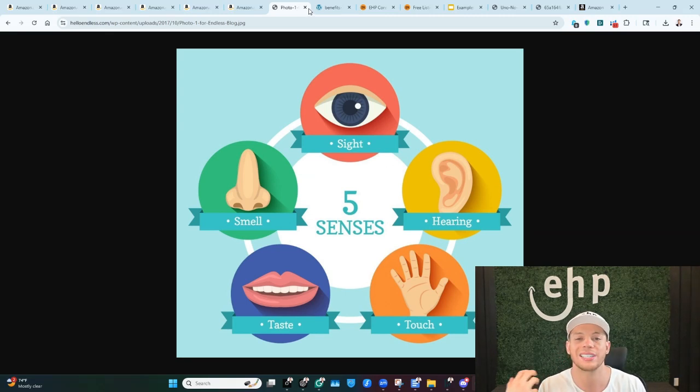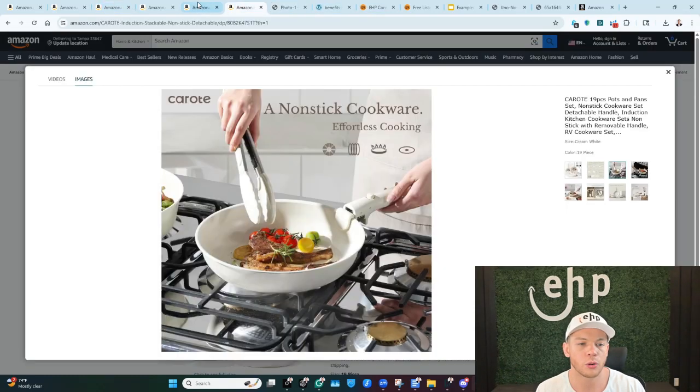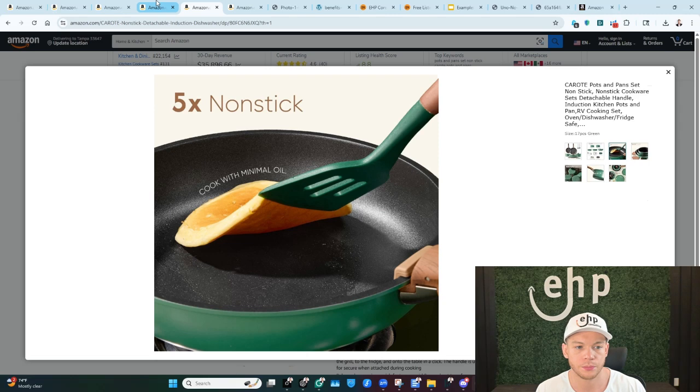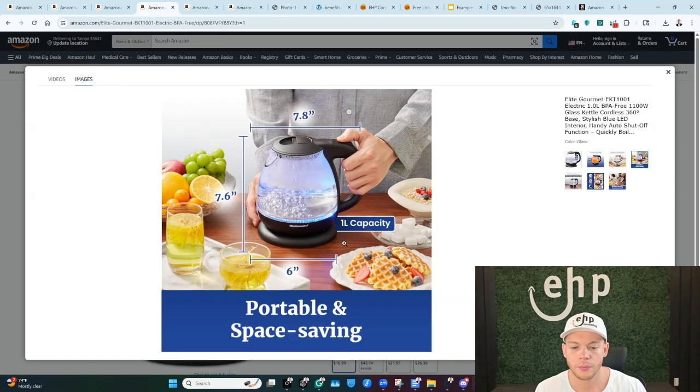We could almost taste the food. We could almost smell the food, right? And if we're looking at this one again, it has food next to it. So if you're like, oh, I can't put food, you can put food next to your product if you want, depending on what the product is, right?